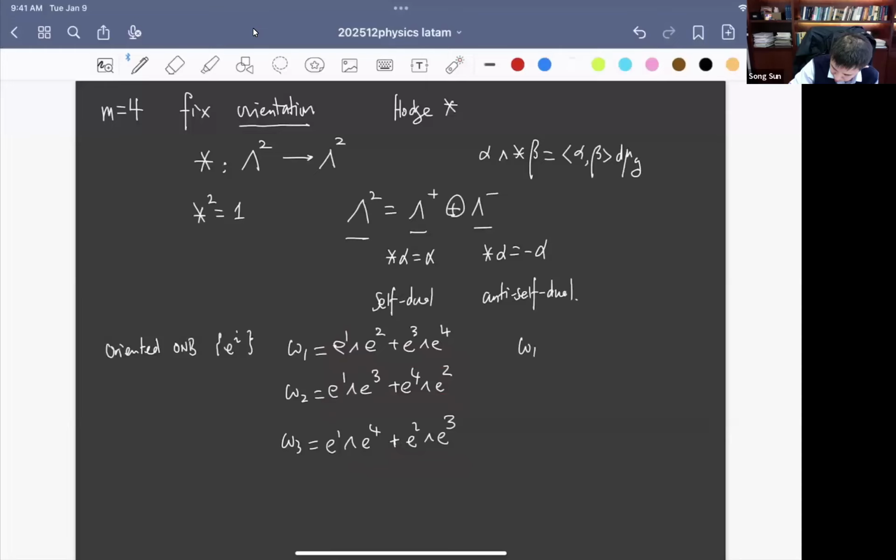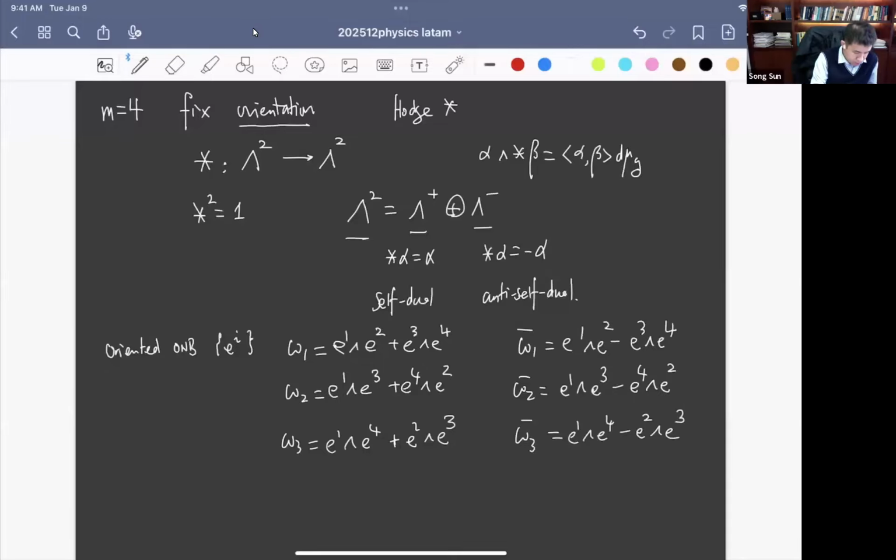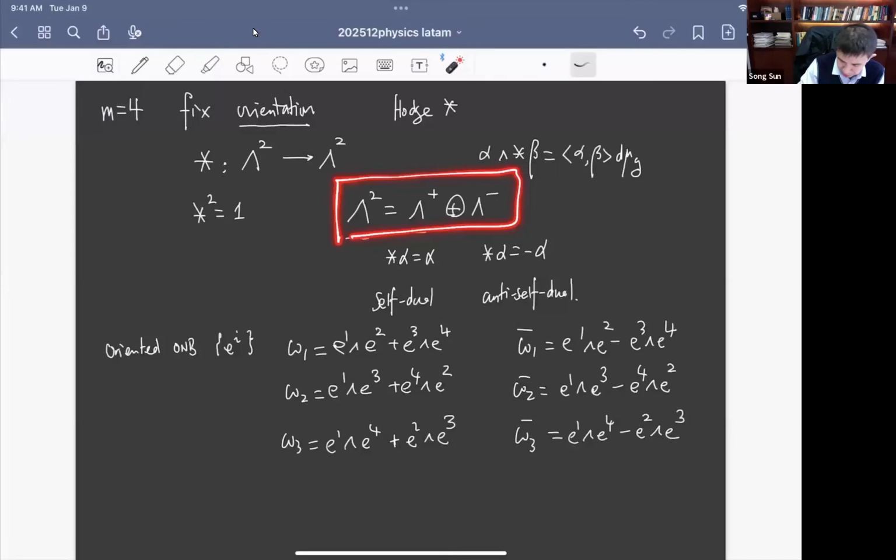And then you have ω̄₁. This is anti-self-dual, with a minus sign. So at each point, we can always choose bases like this. Okay. So this is a very important fact about 4-dimensional geometry. Many interesting things are related to this.